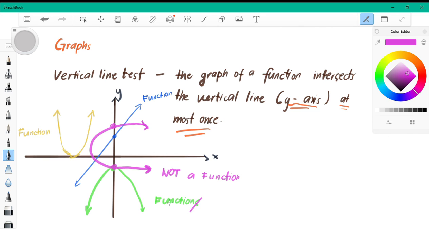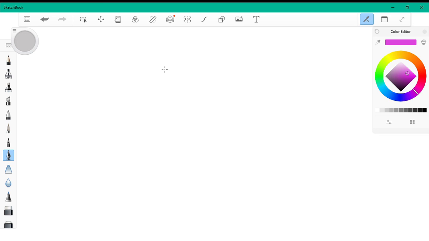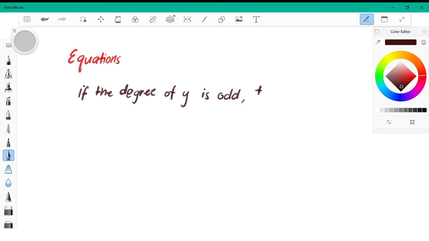And for the next part, we'll be identifying a function or just a relation through equations. So if the given relation is an equation, then any x plugged into the equation will yield exactly one y out of the equation. So in other words, if the degree of y is odd, then the equation is a function. When you say odd, the y should be raised to the power of 1, 3, 5, and other odd numbers.